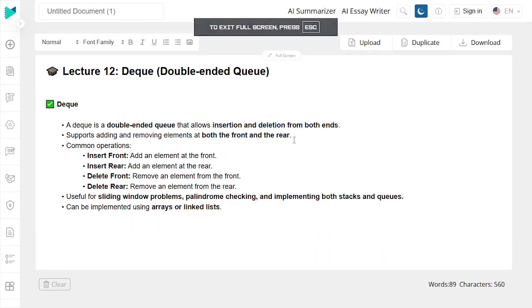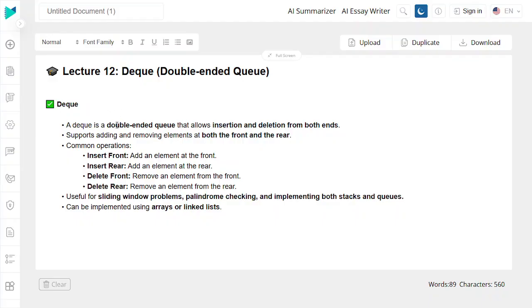In the next lecture, we will be learning about DQ, which is the double-ended queue. And we have lecture number 12 with us here, which comes after lecture number 11. That was the queue, a non-double-ended variant. So let's focus on it.